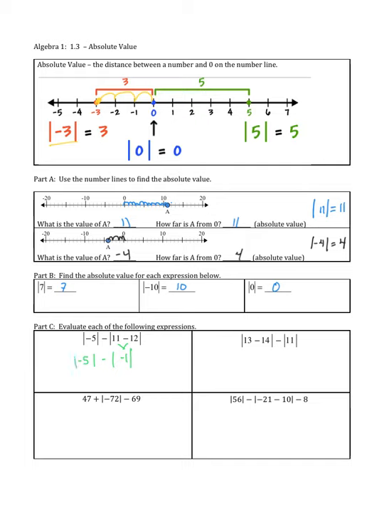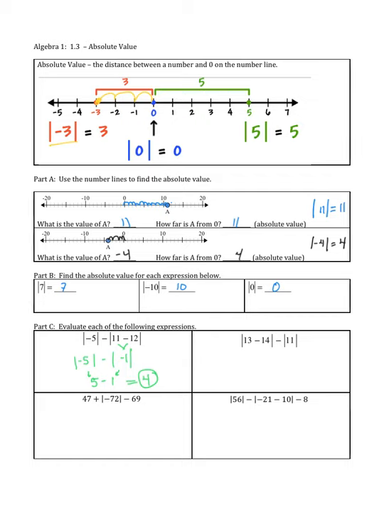Now let's do absolute value. The absolute value of -5 is 5. Very good. There's our subtraction sign. The absolute value of -1 is 1. 5 minus 1 is 4. Not that bad. Let's do another one.